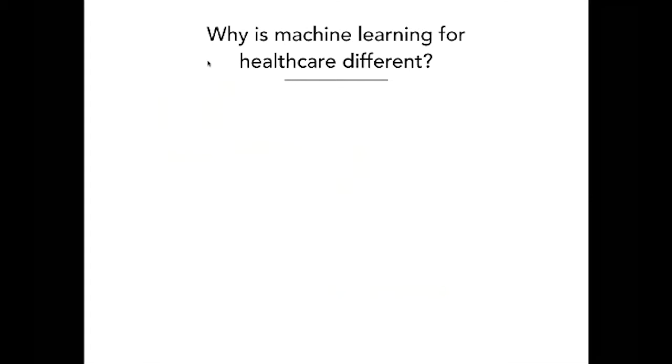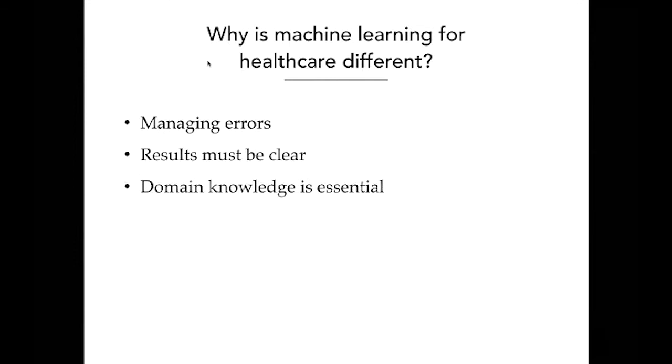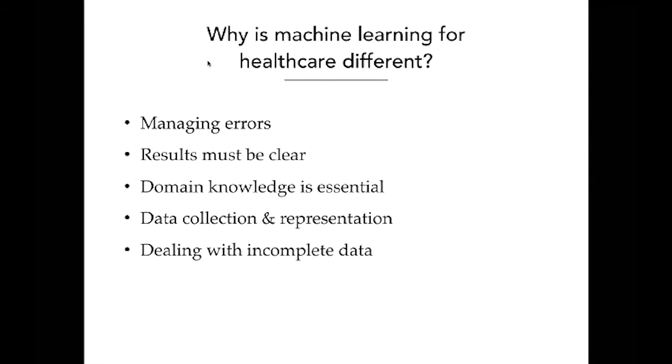So first, why is machine learning for healthcare different? One is, error management is very important. It's important that you present your results clearly if you're going to be working with someone in the medical profession. Domain knowledge is also very important. And then you can mitigate some of these issues using effective data collection and representation. And then finally, we'll talk about how to deal with incomplete data, because when working with healthcare data, it's very rarely that you have all of the information. So we'll spend some time talking about that.